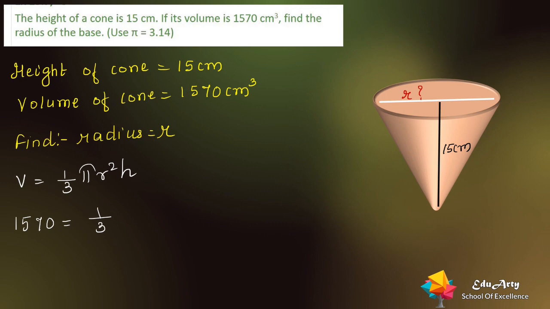Pi ki koi value nahi di hai. Whichever value we find suitable is what we will take. And how are we going to decide which value is suitable for us? You can see that none of the numbers are divisible by 7. So there is no point in taking 22 by 7. So we are free to use, oh no, sorry. I am sorry. Here the value is given as 3.14. So we are going to use the same value.